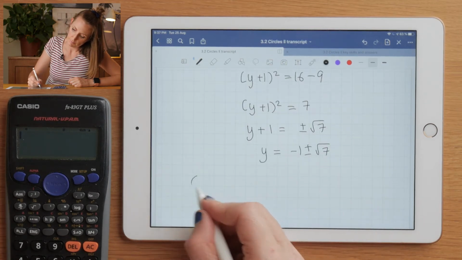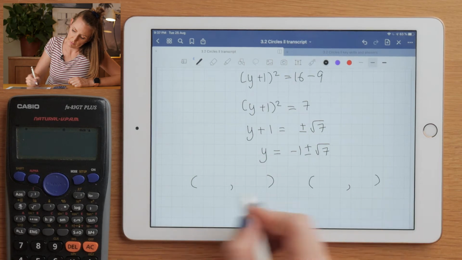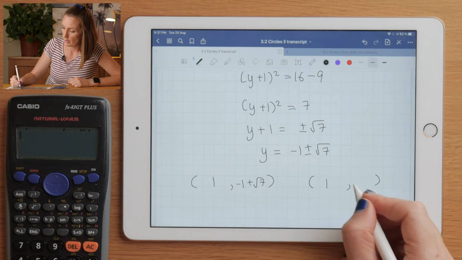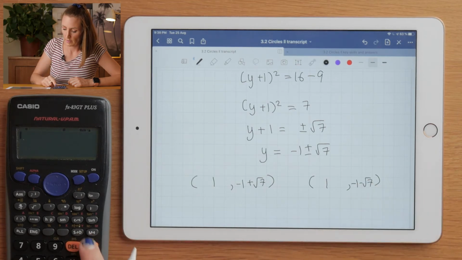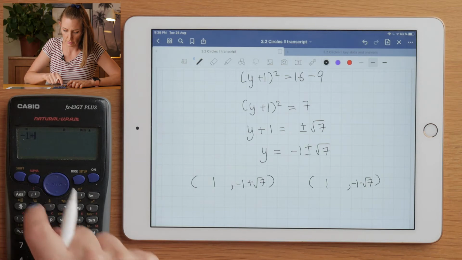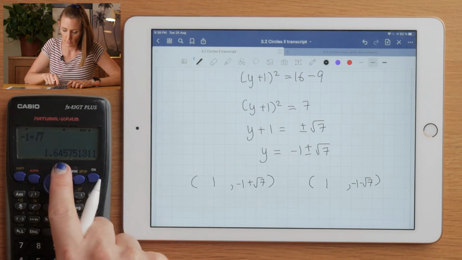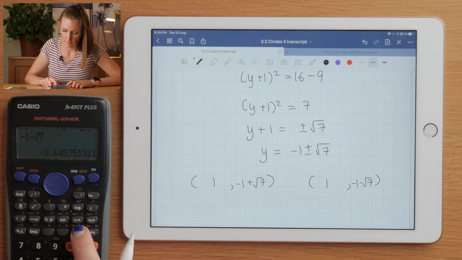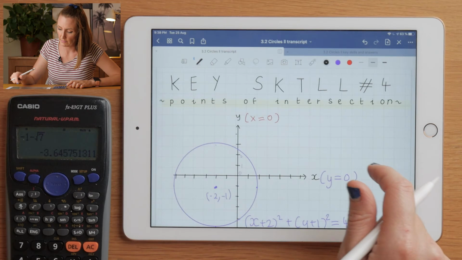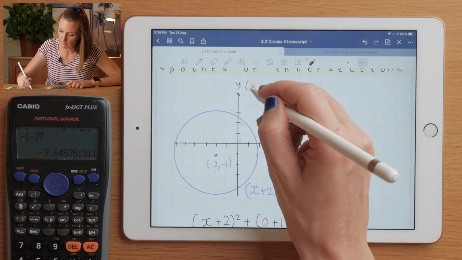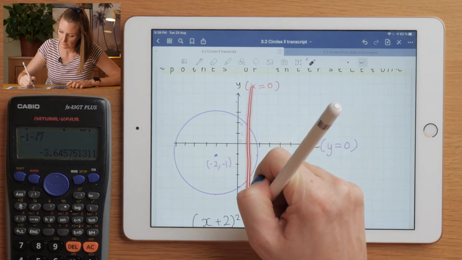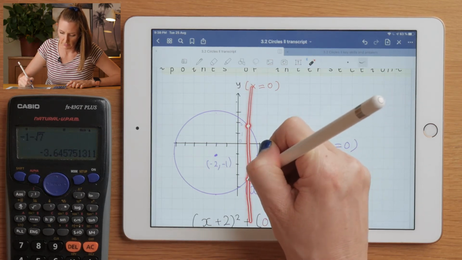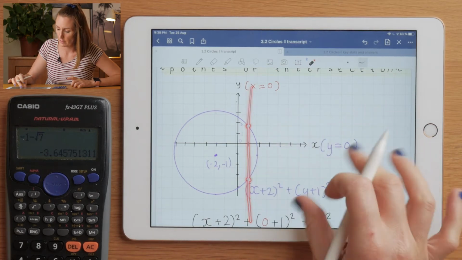Now your coordinates for intersection now would be 1, because remember we made x 1, minus 1 plus square root 7, and minus 1 minus square root 7. And type them in if you need the actual values. So 1.65 and minus 3.64. And again, if I'm looking at my diagram thinking, does that make sense? That would be the 1.64 I think we had, and that would be the 3.645.